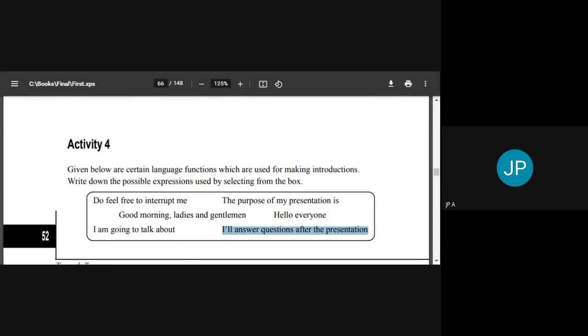These are the things in the introduction. And we also give a structure of our presentation, a structure of the things we are going to talk about.